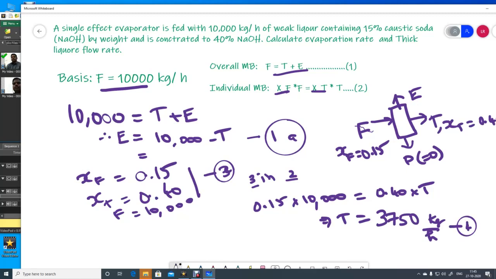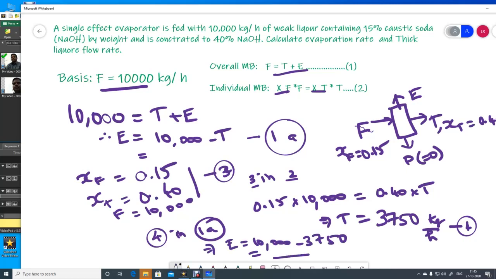Let it be equation number 4. If you substitute 4 in 1A, we get the value of the evaporate. So what is E? E is equal to 10,000 minus T. 10,000 minus 3750 gives us the answer. Please use your calculator. You will get 6250 kg per hour as the value. So that is the answer.